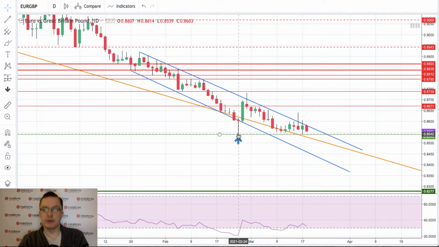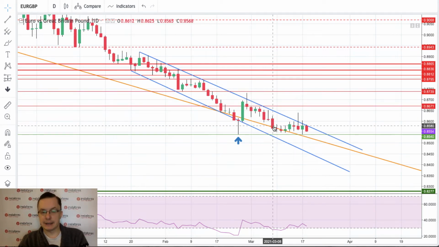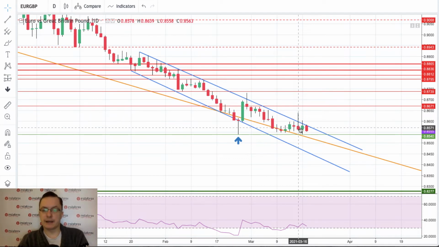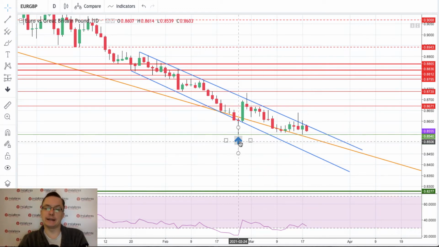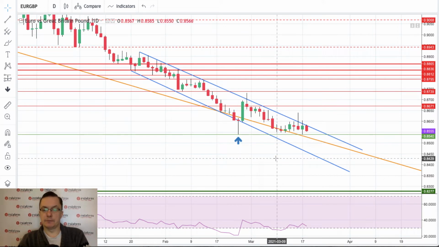Sometimes it breaks below, but then we got this lower shadow, and then there is a breakout, but the breakout is being cut by the upper trend line, and then again we trade inside of the main channel. Then of course we have another breakout, a false breakout, price is being capped, and as you can see, the level of 8,540 is the key technical support.